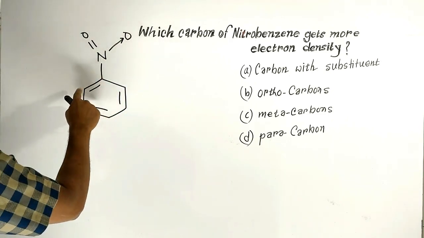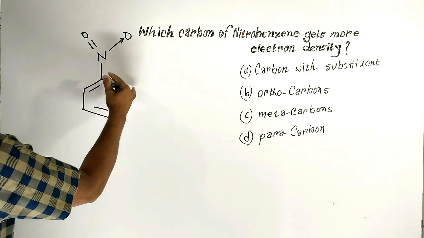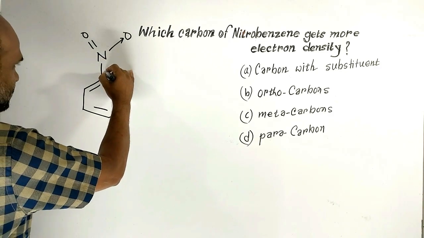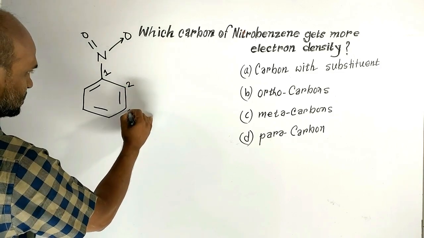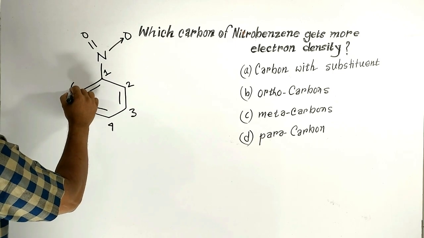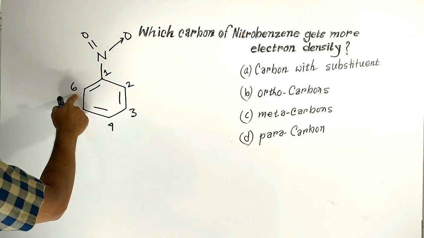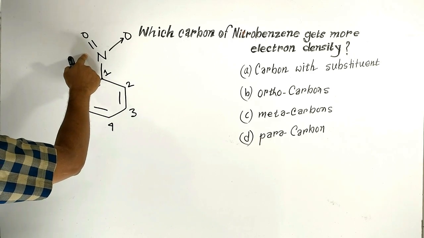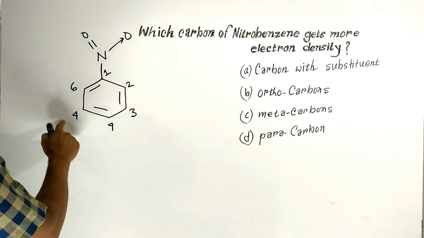Now let us name the carbon atoms of nitrobenzene. The carbon with substituent is numbered 1. Then this is 2, this is 3, this is 4, 5, 6. This is one process to name the carbon atoms of nitrobenzene. Carbon with nitro group is named 1, and then 2, 3, 4, 5, 6.